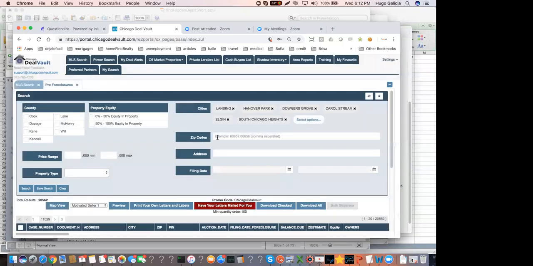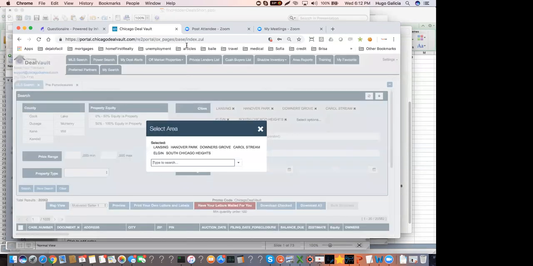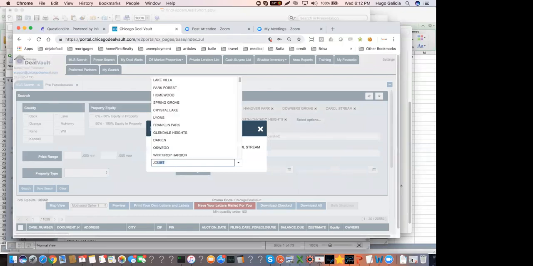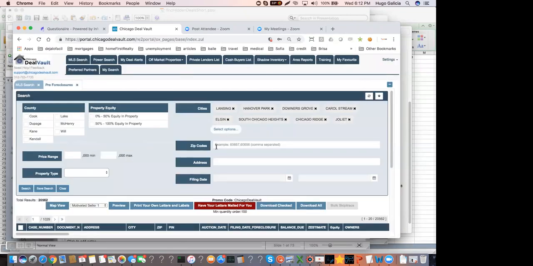Okay, so we have these. We have some zip codes. Let's add some zip codes for South Shore. Oh, Chicago Ridge. Let me just add a few more. Okay, so we got Chicago Ridge, Joliet, perfect. And then we're gonna add a couple of zip codes. So we're gonna add some properties in the South, such as Hyde Park. So that's 60615. Okay, awesome. You can separate the zip codes by comma. So 60540. Okay, so I think we have a good number of areas.